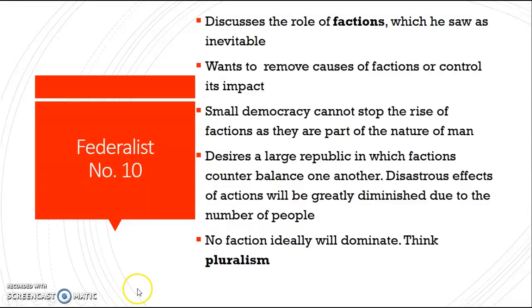dominate. And this is very reminiscent of this concept known as pluralism, which you should be familiar with in Unit 1, as it refers to one interest group not dominating over another interest group. It's basically a level playing field.